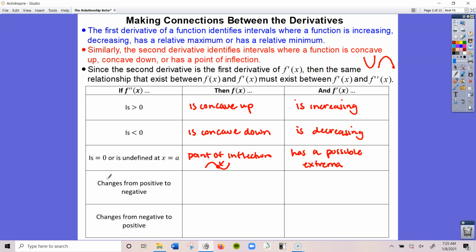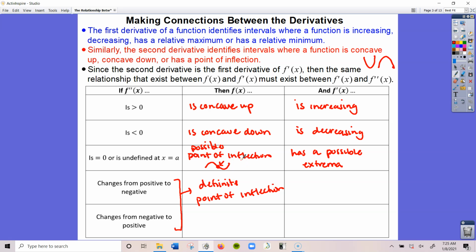For the second derivative, this is a little bit different. When the second derivative changes signs, either from positive to negative or from negative to positive, this means that there is a definite point of inflection. So sorry, let me rephrase this. When it equals 0, there is a possible point of inflection.